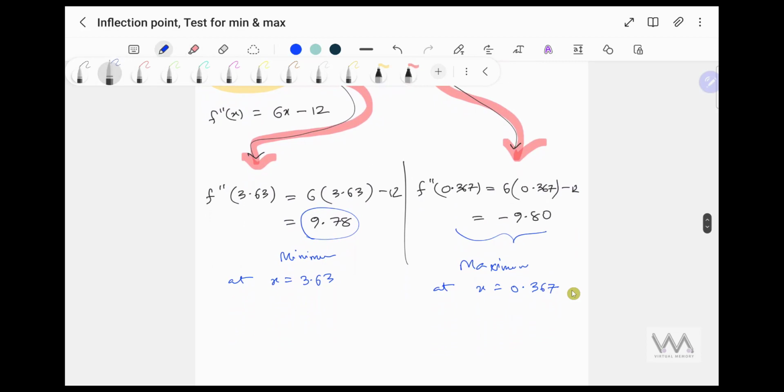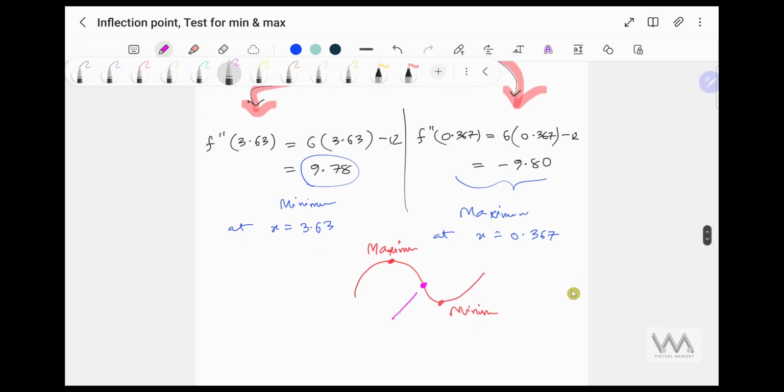Again, just to recap, if we have a curve, this is a maximum and this is a minimum. And this right here, where it changes from concave up to concave down or concave down to concave up, this is the inflection point.